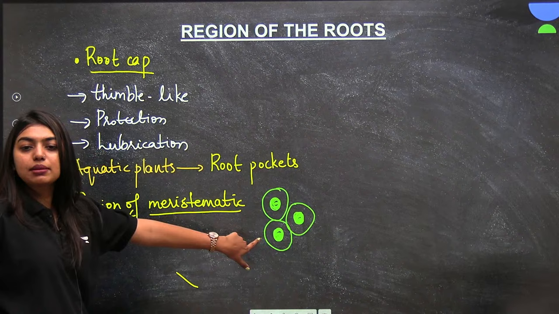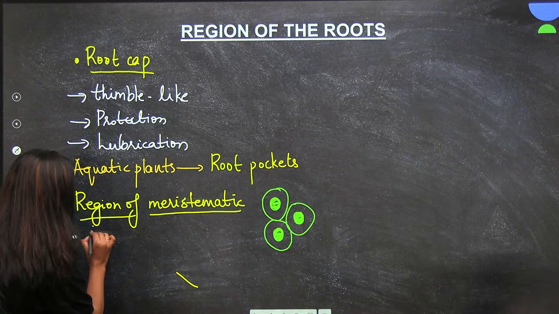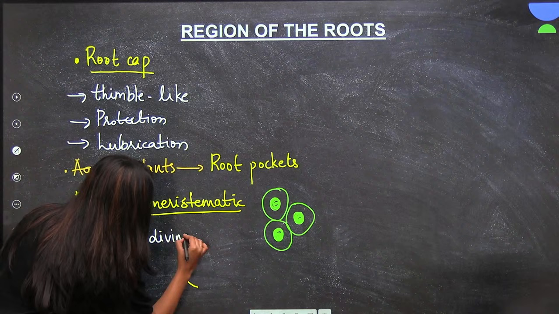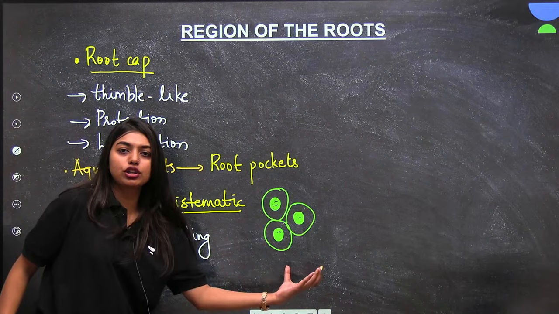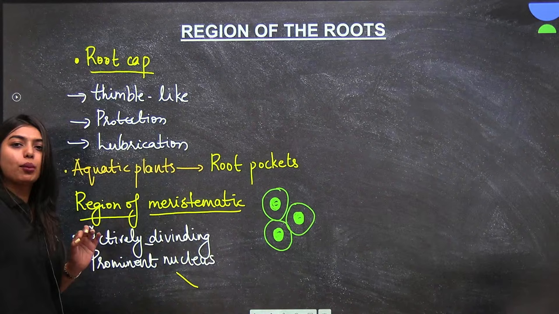So, what is the first point of meristematic tissue? The moment you talk about meristematic, yes, actively dividing cells. That is the first point. This area will be actively dividing. Now, just look at the cells and tell me what else. I have drawn a very prominent nucleus. So, these cells will have a prominent nucleus.